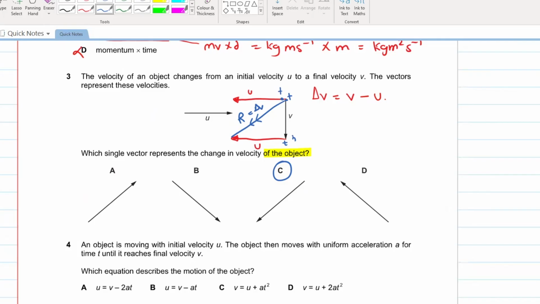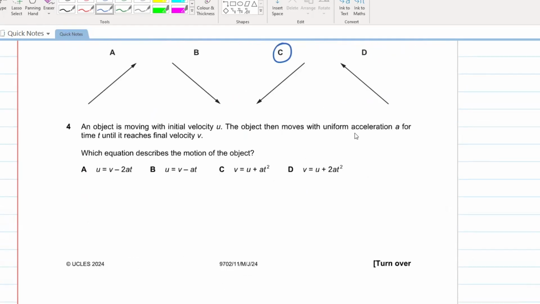All clear up till now? Any questions on the first 3 MCQs up till now? An object is moving with an initial velocity u. The object then moves with a uniform acceleration a for time t until it reaches a final velocity of v. Which equation describes the motion of the object? So we are asked about the equation of motion.